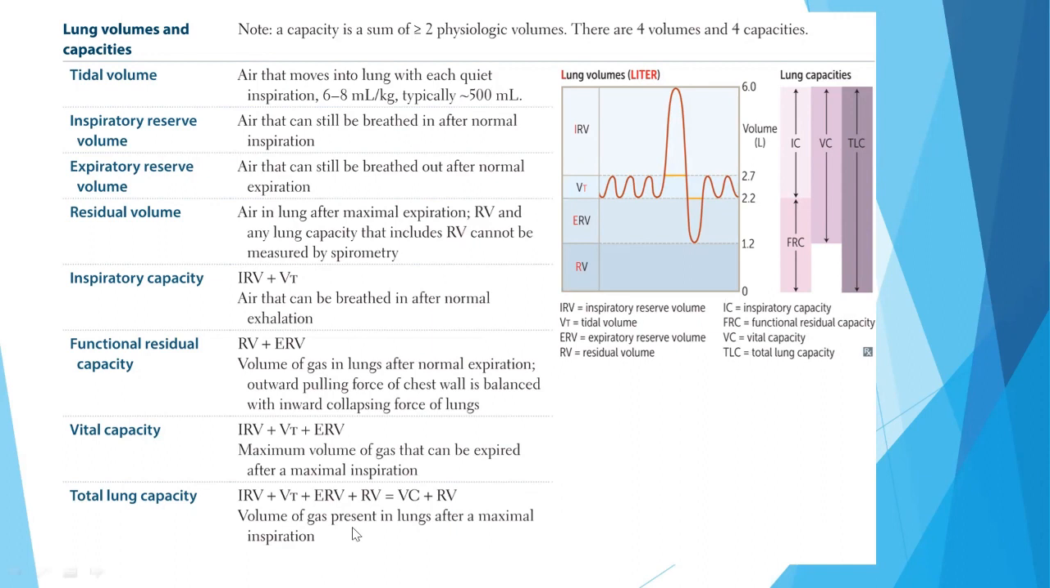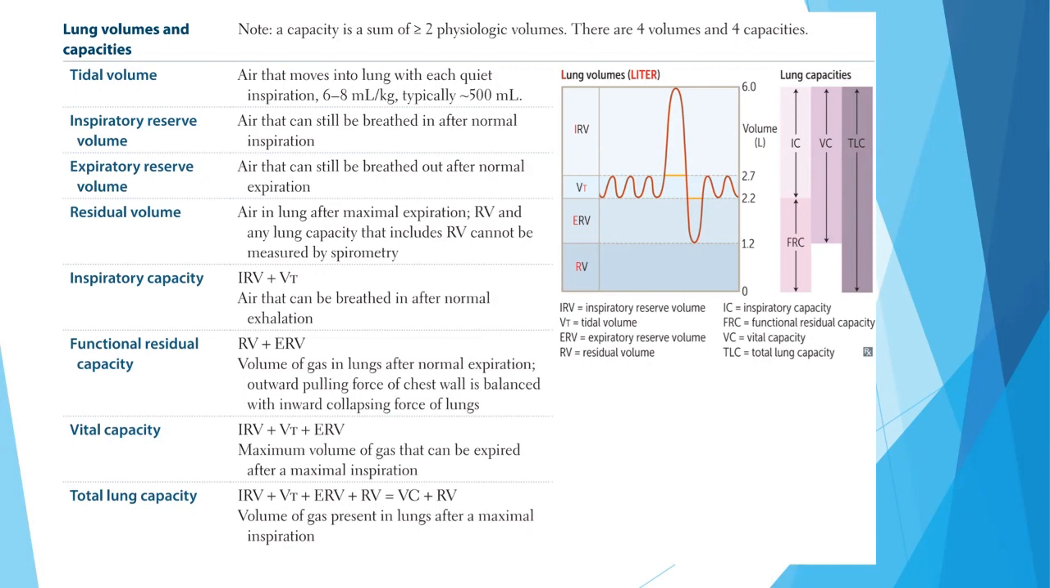The total lung capacity is when you add the inspiratory reserve volume, the tidal volume, the expiratory reserve volume, and the residual volume. Then you get total lung capacity. Or you can also add vital capacity plus residual volume. Then you get the total capacity of the lung. Now, understanding this slide, the different lung volumes and capacities, is very, very important to understand many other diseases as well as other physiological mechanisms in respiratory physiology.